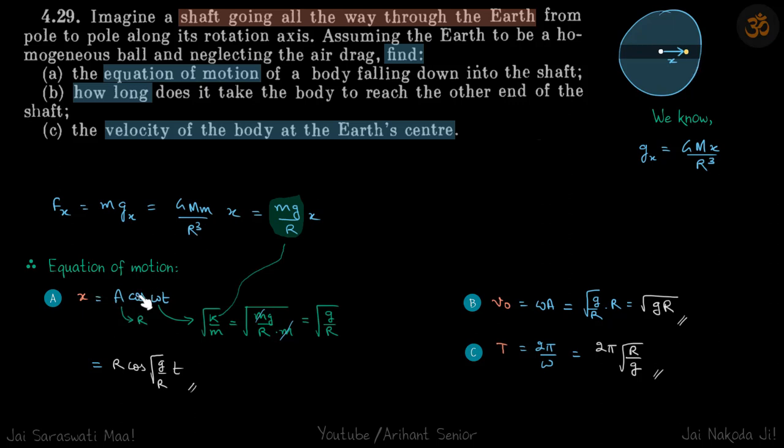So in this equation, A, the amplitude, is the radius of the earth. Omega is root k by m. K will be mg by R. So this becomes root g by R. So our equation of motion is R cos root g by R t.